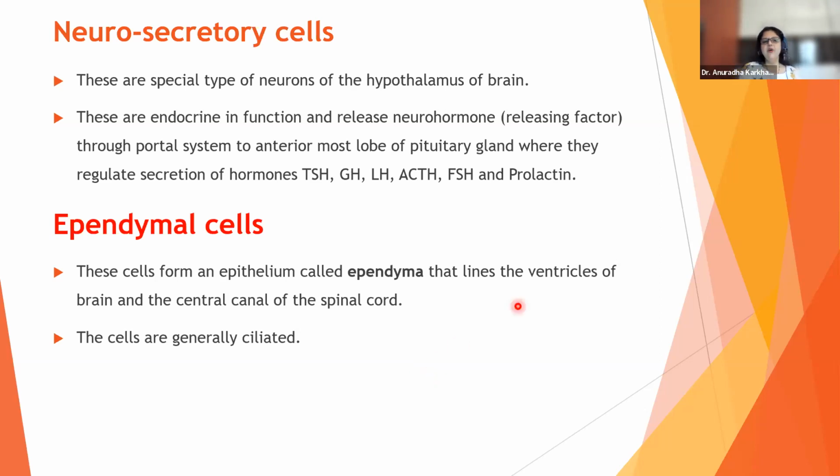Ependymal cells form the epithelium of the ependyma that lines the ventricles of the brain. You remember? There are 4 ventricles that we have seen. And the ventricles will be lined by this ependymal cell. Okay? So they line the ventricles of the brain and the central canal of the spinal cord. These cells are generally ciliated. They will have cilia, ependymal cells.